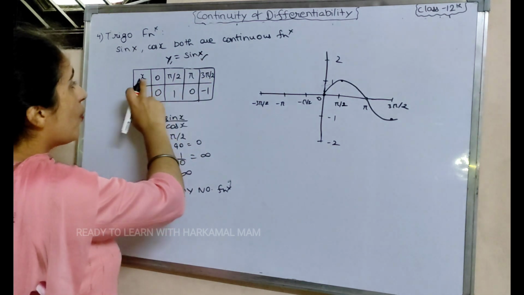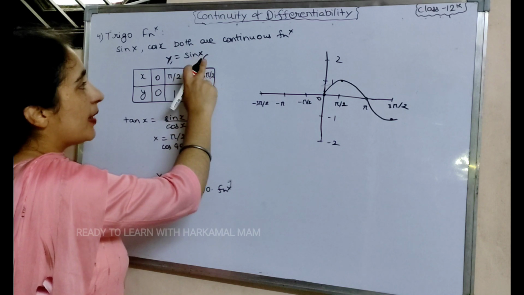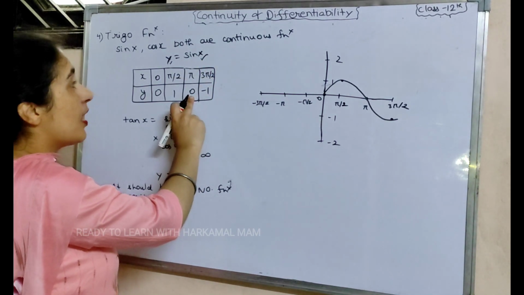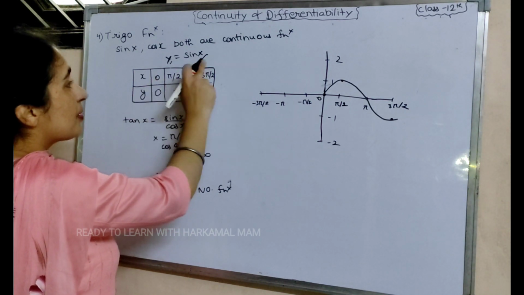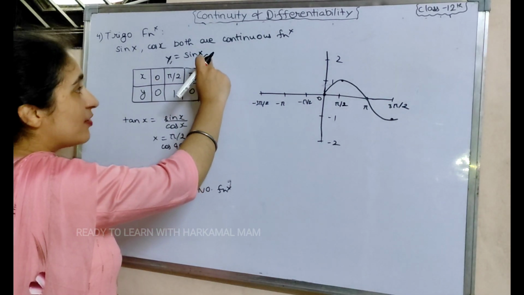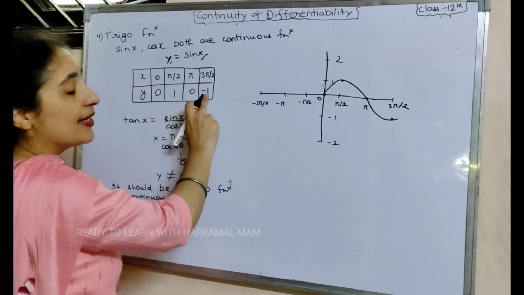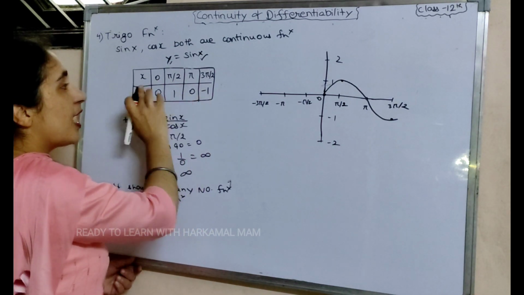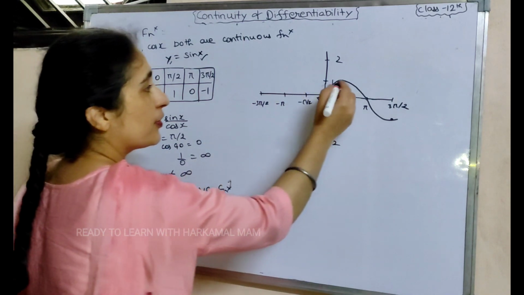When we take x is pi, sin 180 is 0. When we take sin 3 pi by 2, sin 3 pi by 2 is -1. Then we have the points. So let us plot the graph.